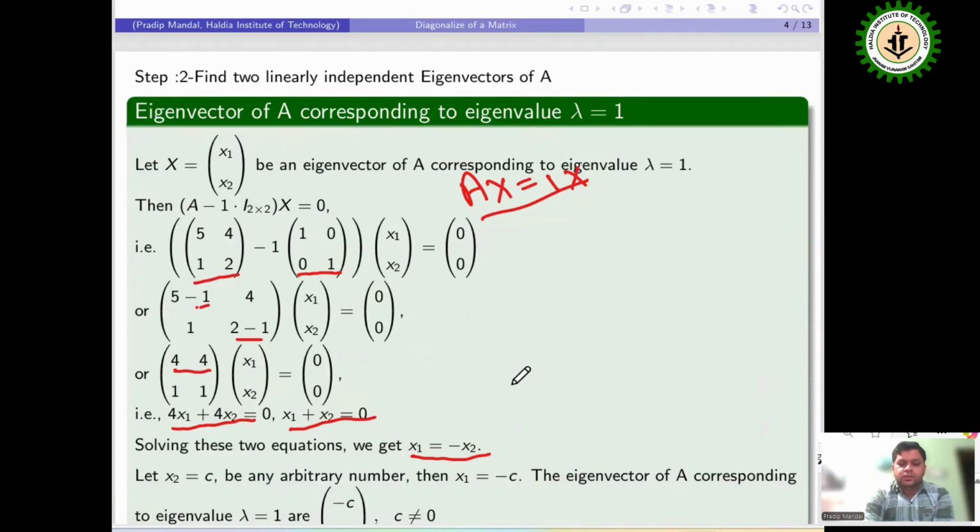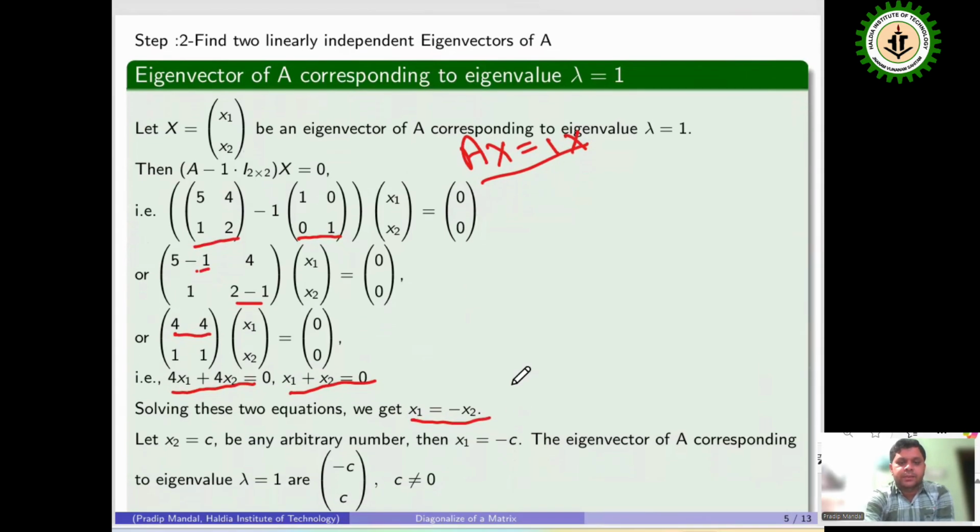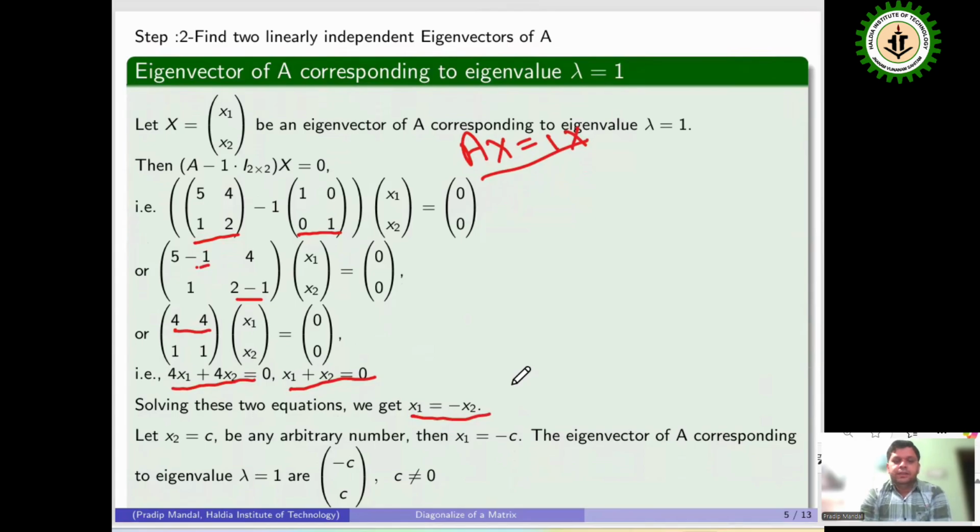Next, we choose x2 equals c, an arbitrary number. Then x1 equals minus c. The eigenvector of A corresponding to the eigenvalue lambda equals 1 is obtained by putting the values of x1 and x2, that means minus c and c, where c must be non-zero. Now, taking c common, this can also be written in the form minus 1, 1.